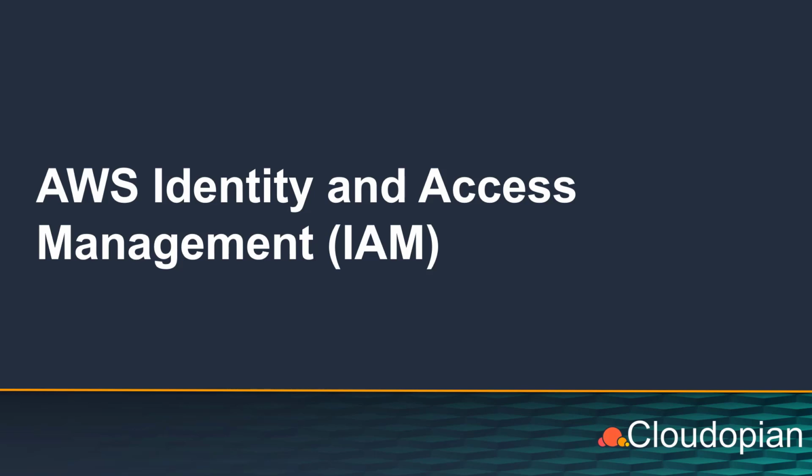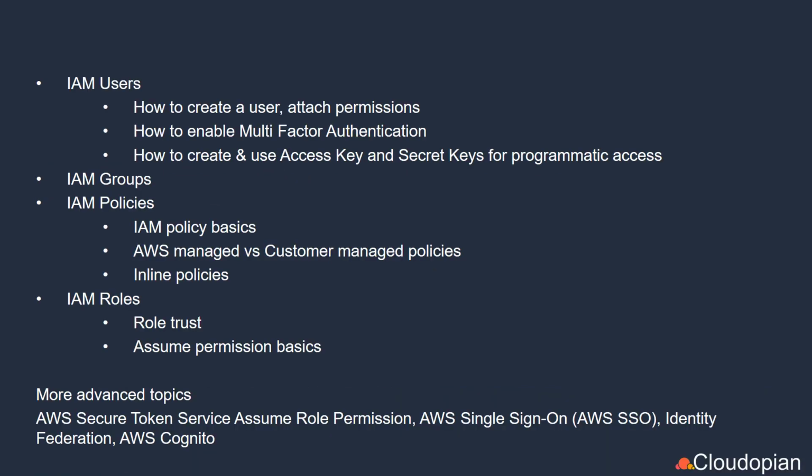Hello everyone. In this session, we are going to learn about AWS Identity and Access Management. We will start learning AWS IAM users, how to create them, how to enable multi-factor authentication, alternatively known as MFA, how to create access keys and secret keys for programmatic access. Maybe you want to access AWS through some kind of SDK, like .NET SDK or Java SDK.